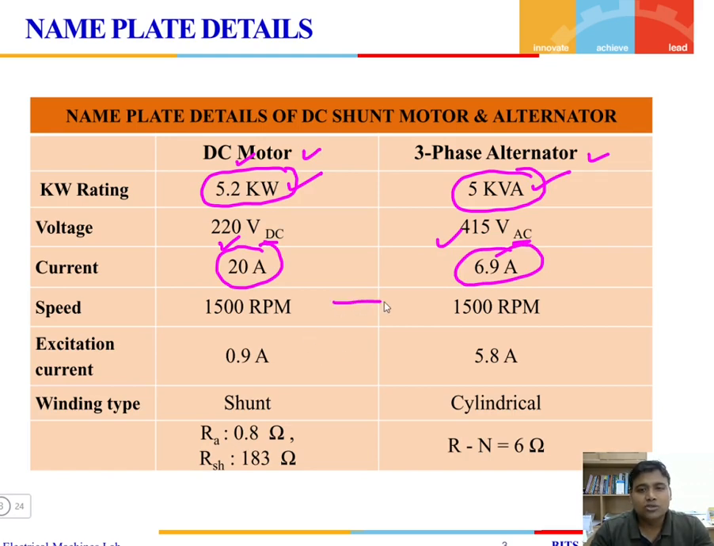The speed, because both are mechanically coupled with each other, is 1500 RPM, which is the rated speed. The DC machine is excited at a current of 0.9 ampere, whereas the alternator is excited at a current of 5.8 ampere. The motor that we use is basically a shunt motor where the field winding is connected in parallel with the armature, having the armature resistance as 0.8 ohms and the shunt resistance as 183 ohms. The alternator that we are going to use is of cylindrical type, that is squirrel cage in the rotor, and here you have the resistance of 6 ohms to the neutral.